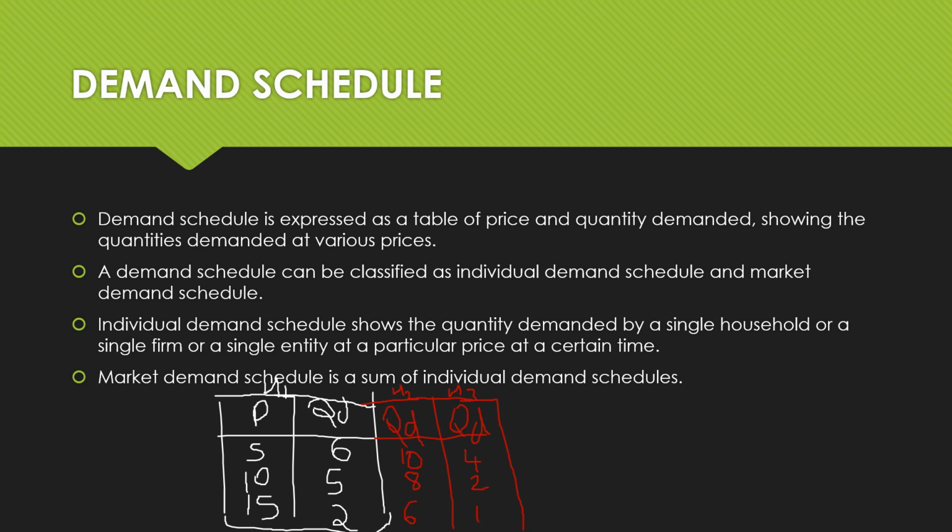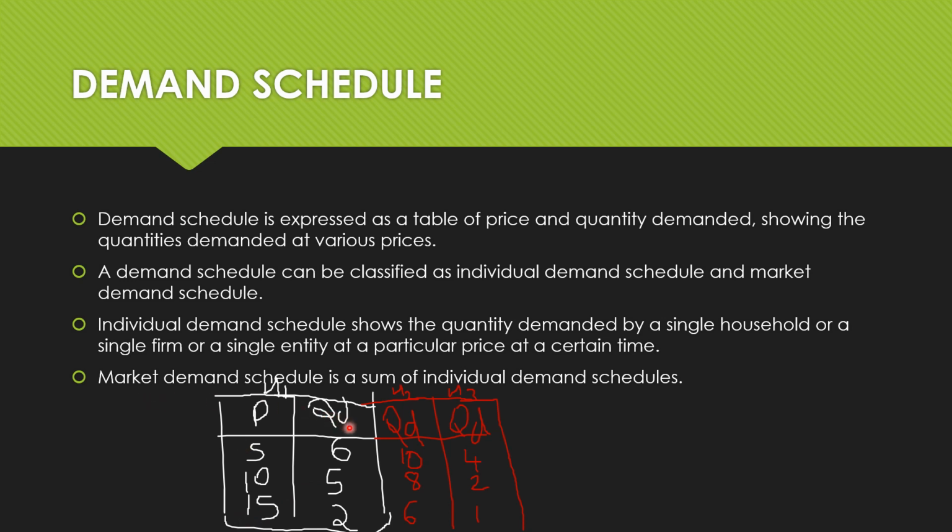So now what do you see? This is an individual household's quantity demanded. This is the second household's quantity demanded. This is the third household's quantity demanded. So these three represent individual demand schedules. This is a demand schedule of household 1, this is a demand schedule of household 2, this is a demand schedule of household 3 at various price levels at a certain time.